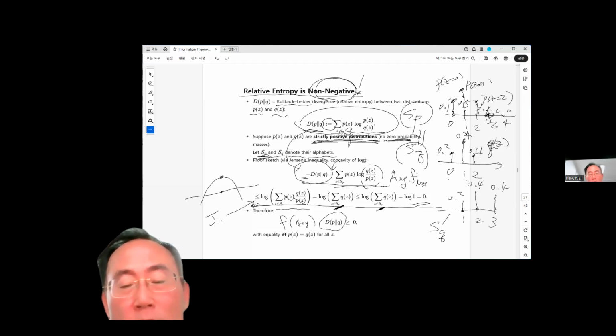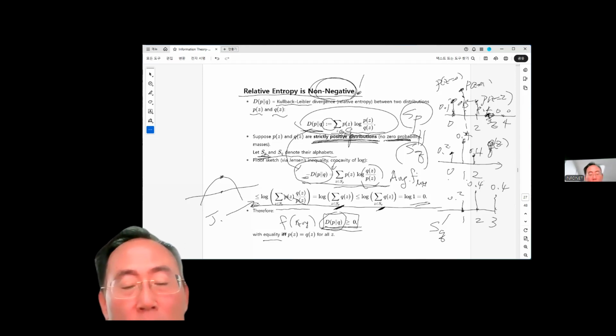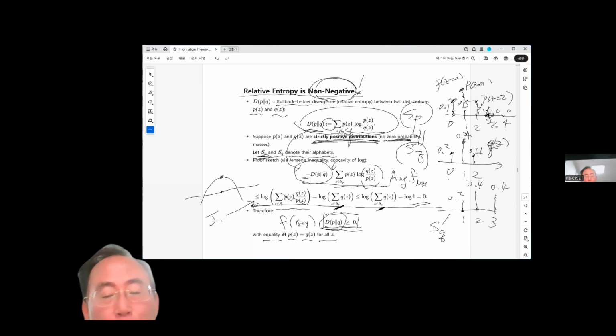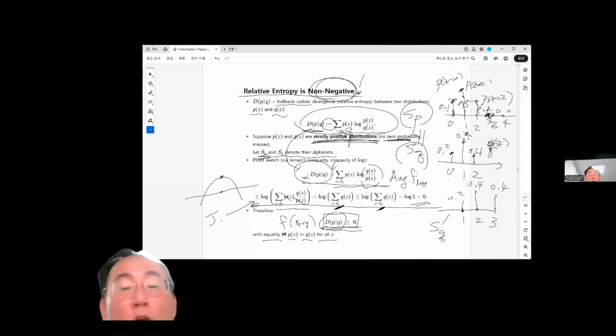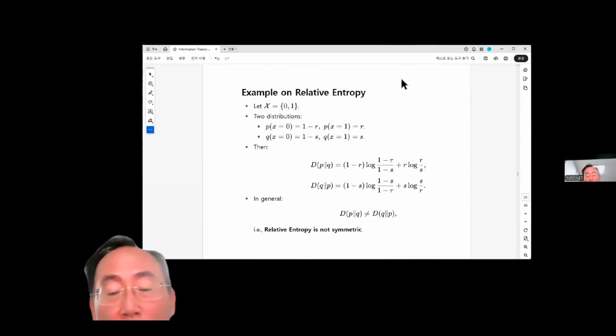Multiplying both sides with a negative sign, then we come to this conclusion, right? And the equality holds only if P(z) equals Q(z) for all z, okay? All right. So since this is important, we will prove this multiple different ways. So hold on to it, okay? For now, relative entropy is non-negative. I want you to remember that part. Okay, hold on.